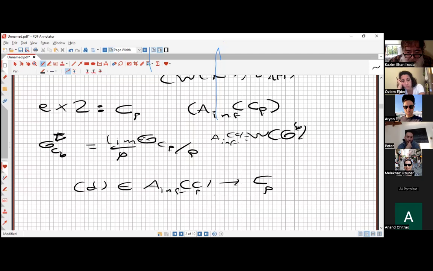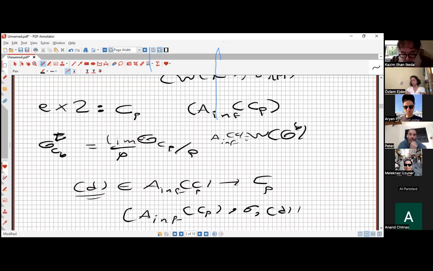This is an example of a prism: A_inf of C_p, with its natural Frobenius, and this kernel of the map theta. Morally, this is the prism that classifies the p-divisible groups over O_{C_p} or C_p.